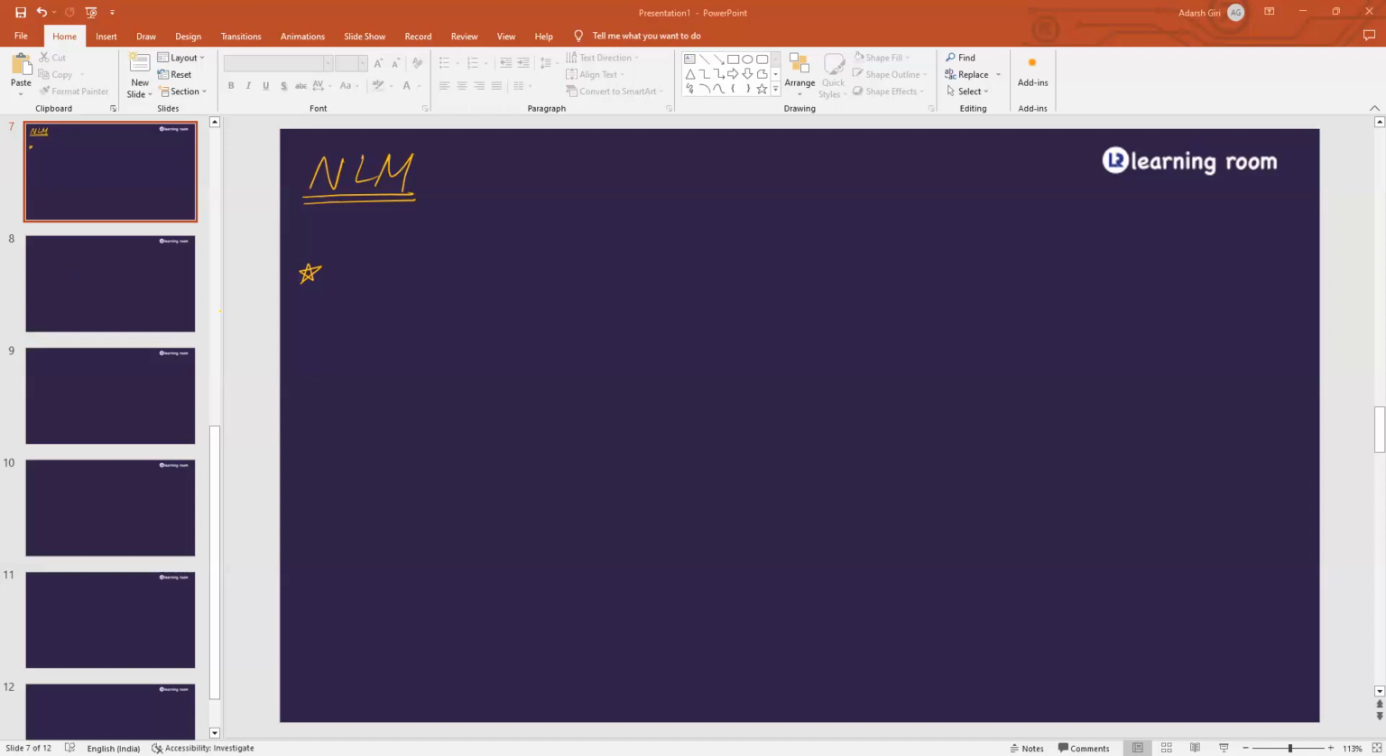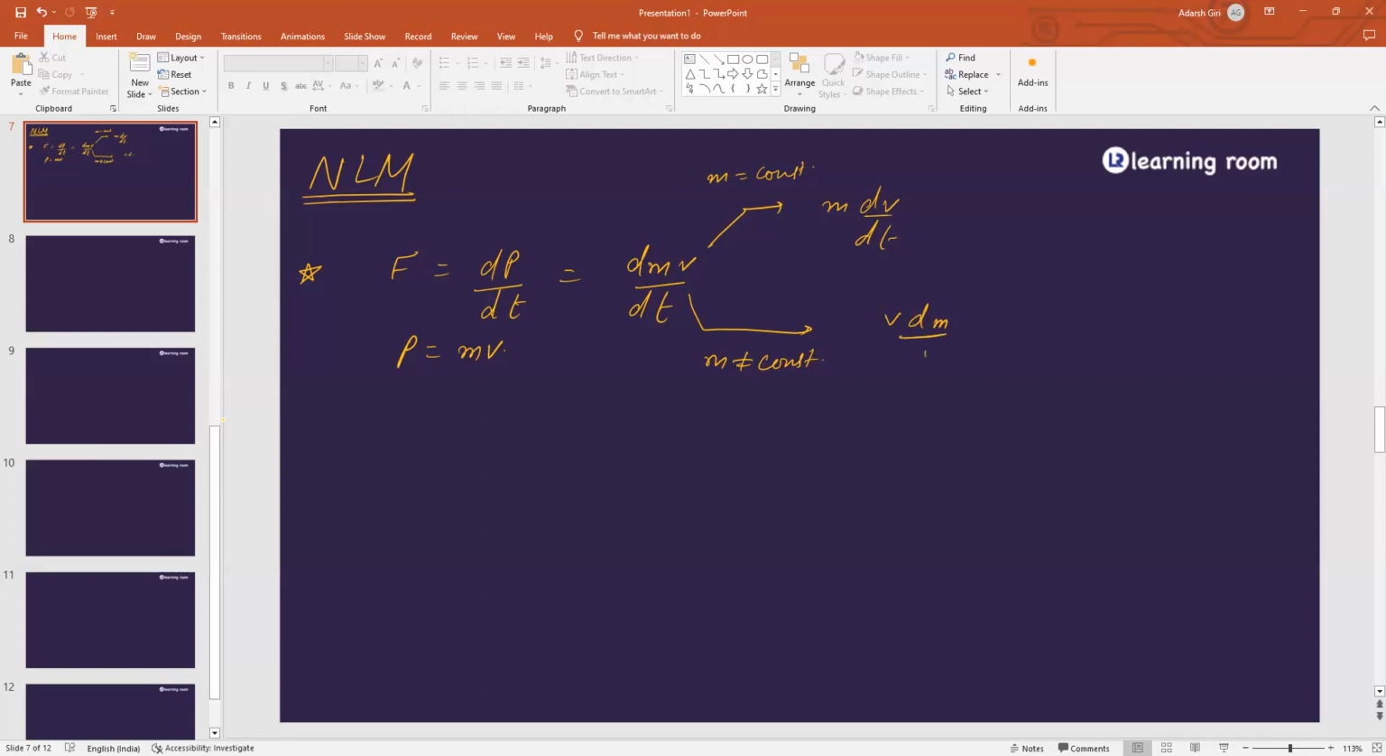Force has got two aspects. One, if mass is constant, it will be m dv by dt. Otherwise, if mass is not constant and velocity is constant, it will be v dm by dt. Have you seen this case, the second one?